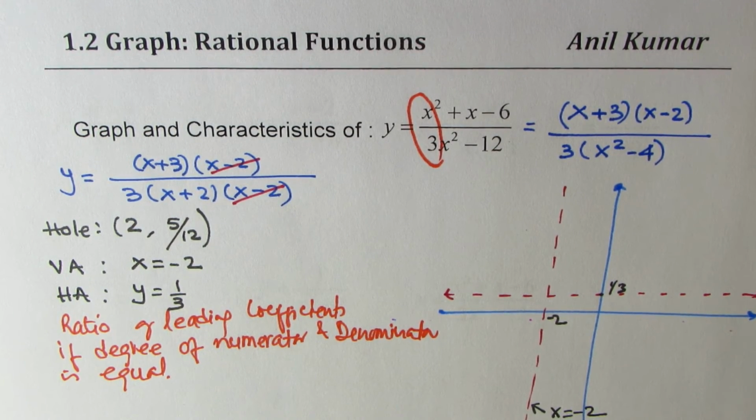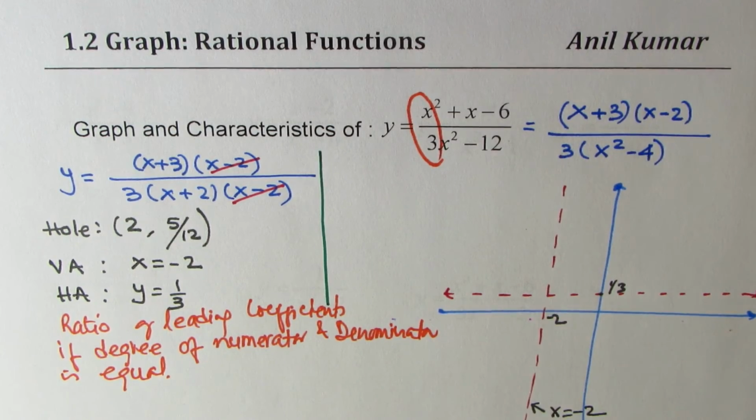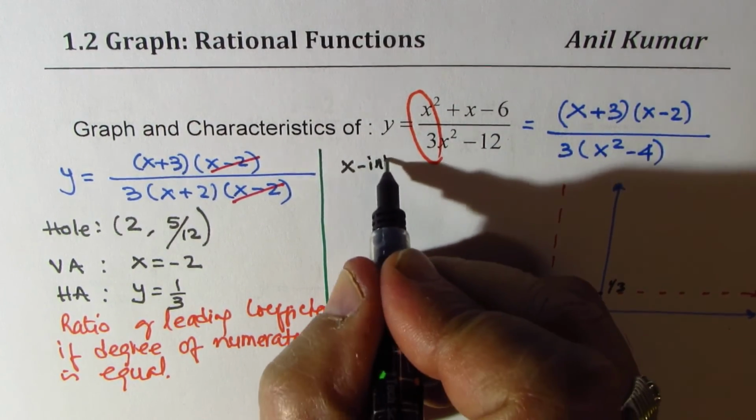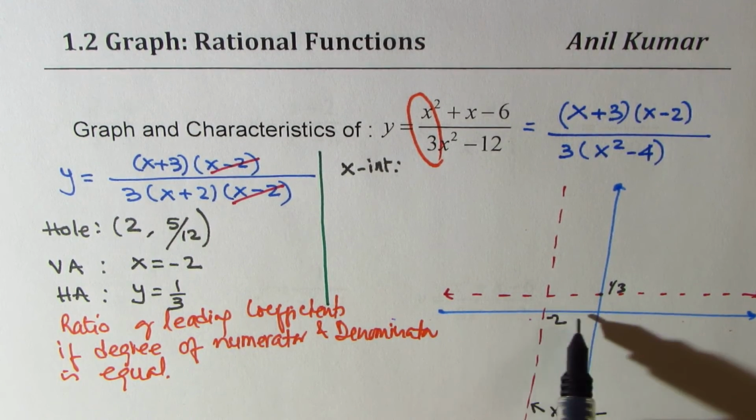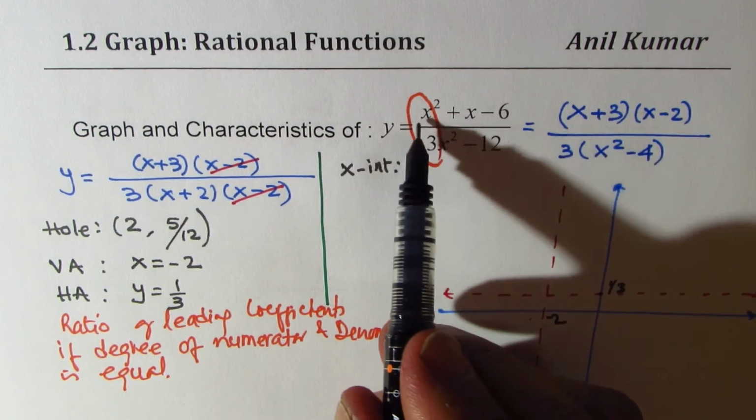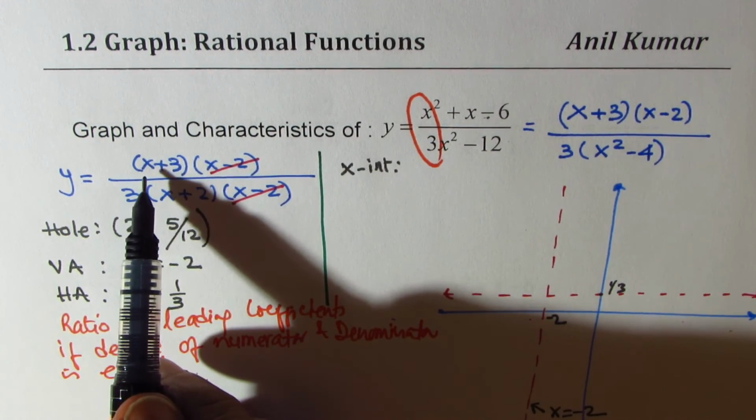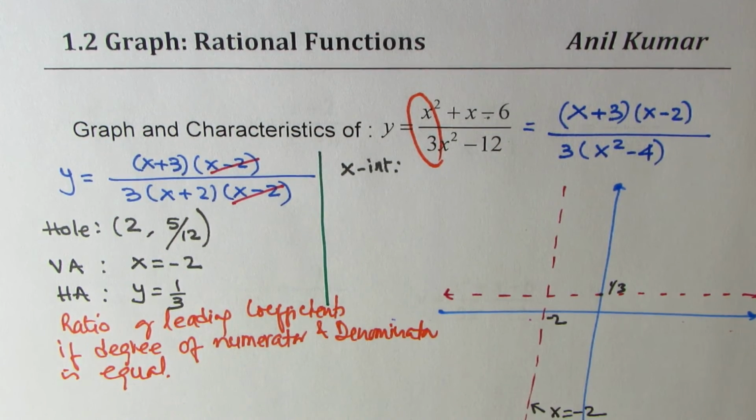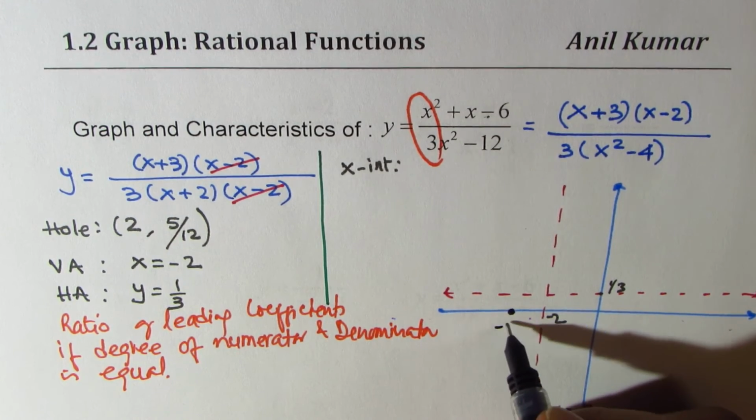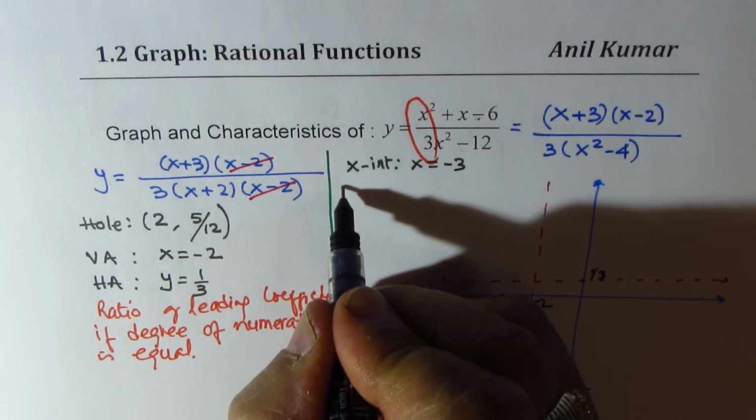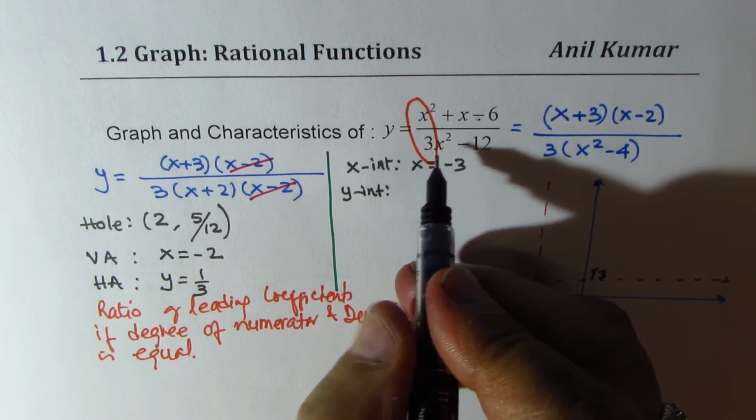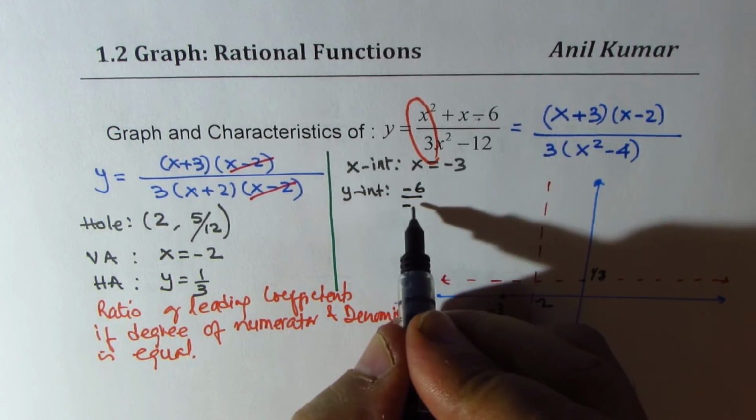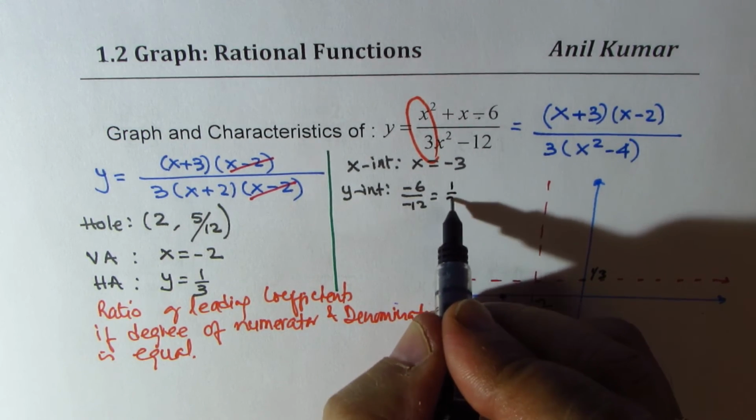Okay. Now again, let's find the x and y intercepts. Let me use this space here to find intercepts. So x-intercept means touching or crossing the x-axis where y has to be 0. That means the numerator is 0. And in our case, the numerator is 0 at minus 3. Right? So if I write minus 3, then we do get numerator 0. That means it crosses at this point, which is x equals minus 3. And the y-intercept is when x is 0. So if I substitute 0 here, I get minus 6 over minus 12, which is plus half, right?